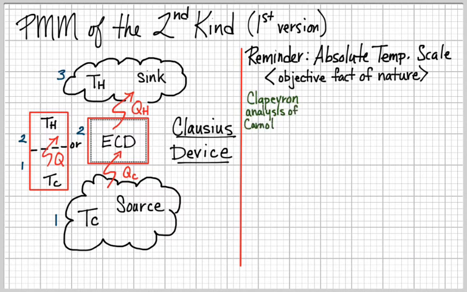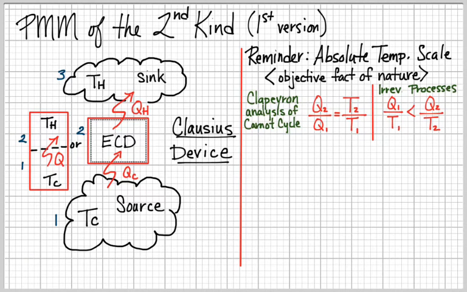And ultimately, we had another researcher, Clapeyron, doing analysis of the Carnot cycle and finding that yes, Q can be directly related to T. Q2 over Q1 is directly equal to, under absolute temperature scales, T2 over T1. For an irreversible process, the ratio of Q1 over T1 is going to be less than the ratio of Q2 over T2 because there's heat dissipation happening going from state 1 to state 2.